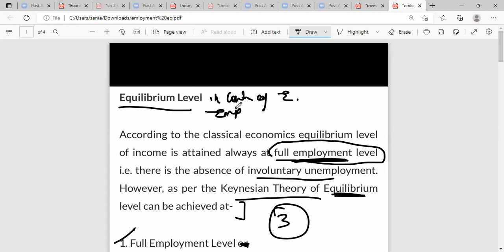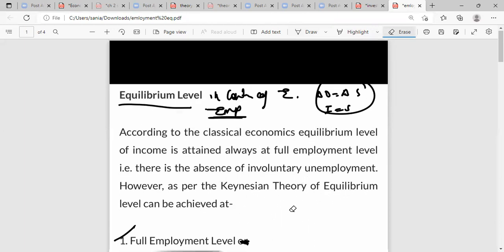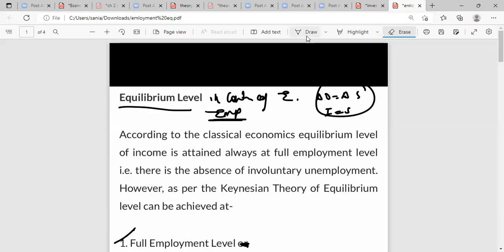If I ask you, students, when we will get the equilibrium, you will say, ma'am, when AD is equal to AS, or when I is equal to S. But if I ask you when we will get equilibrium in the context of employment, you will give a different definition: according to classical economics, the economic equilibrium level of income is attained at the full level of employment.